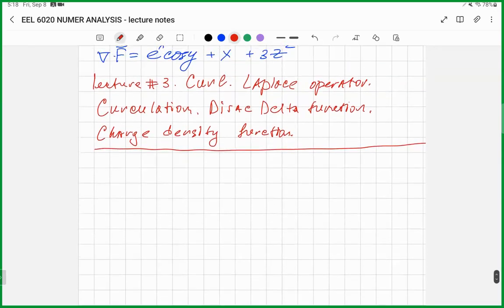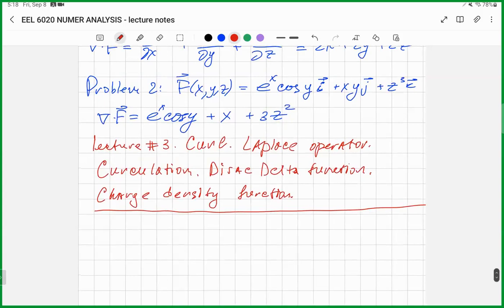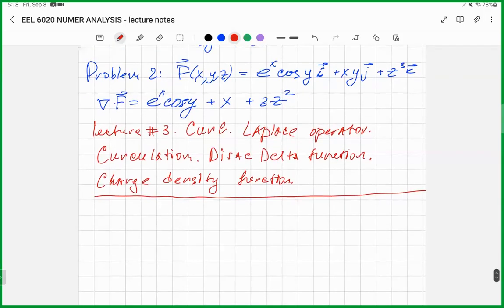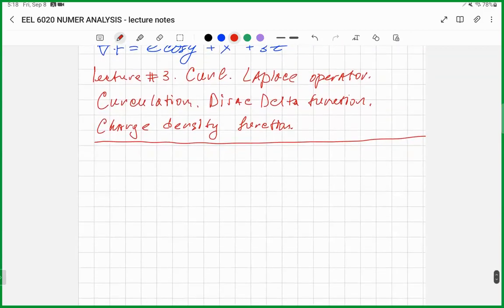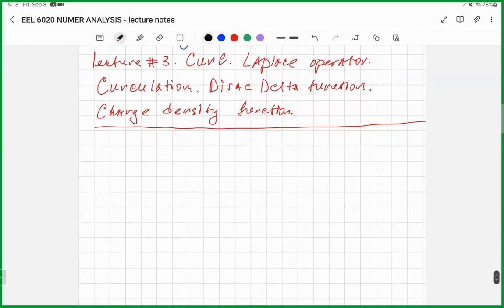But before we come to the curl, let's continue the discussion of the derivative. It was problem number 2, and we start by discussing the flux of a vector field.